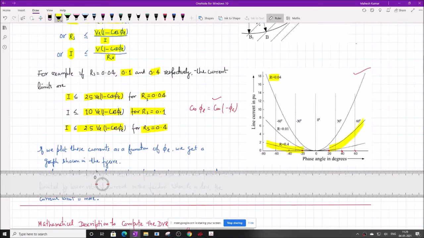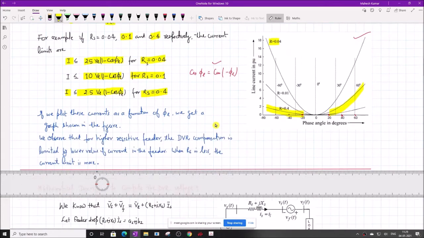Now, what does it tell us? It tells us that if the value of R is high, then the current capacity to be compensated is less. For example, if we take this value of line at this angle, that is if phi L is equal to minus 60 degrees, then the value of current to be compensated can be 2. This is for more than 4. This could be like 12, for the same capacity of dBr compensation.